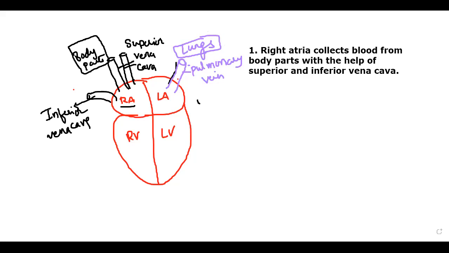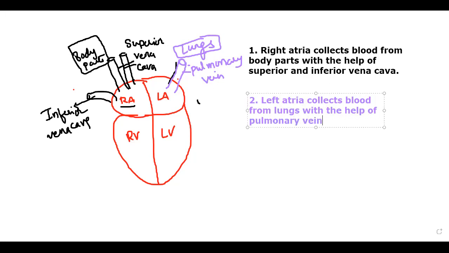So let's write this also. What we have to write here? The left atria collects blood from lungs with the help of pulmonary vein. Left atria collect blood from lungs with the help of pulmonary vein.